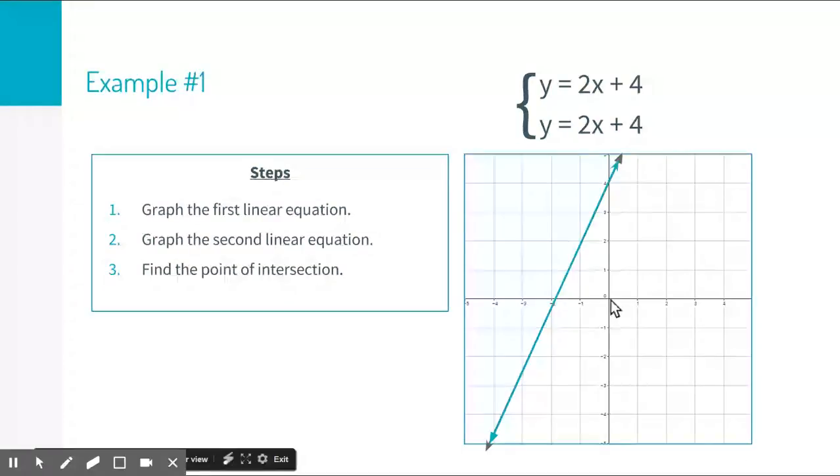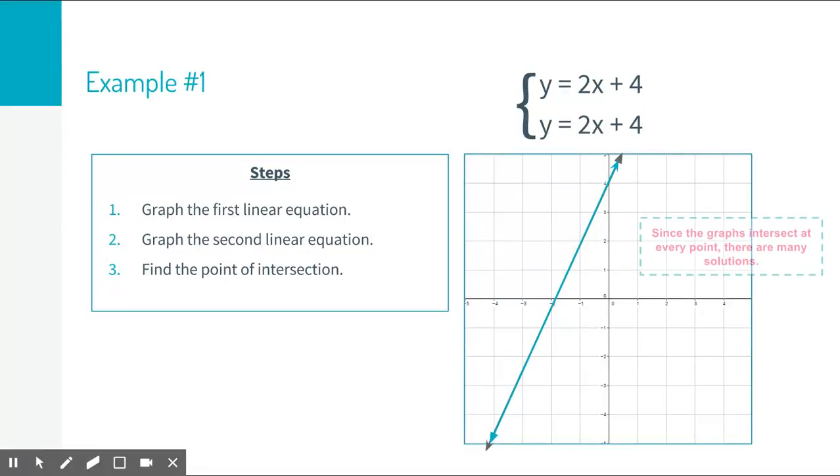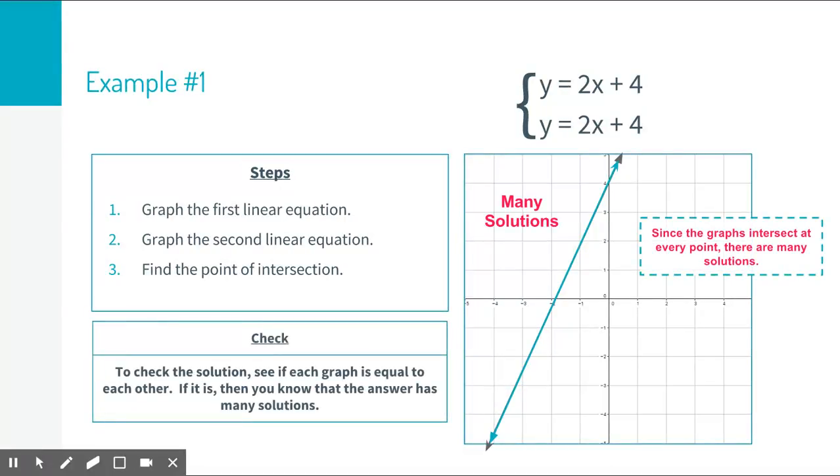For instance, at 0 and -2, if I plugged that in, it would be a solution to both equations. The same thing for 0 and 4: if I plugged that in, that would also be a solution for both of these equations. So that means there's an infinite number of solutions. There are many points in which you could get points of intersection because every point that they share is on the same line. Now again, to check the solution, you just need to see that the two graphs are the exact same and that they lie right on top of each other.